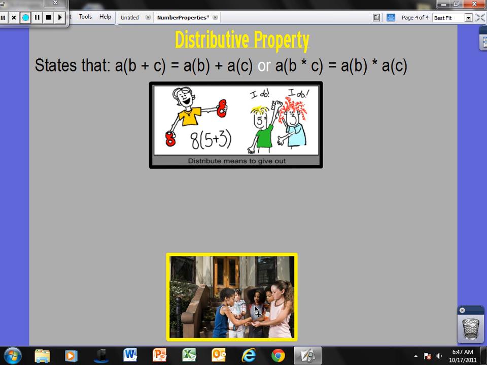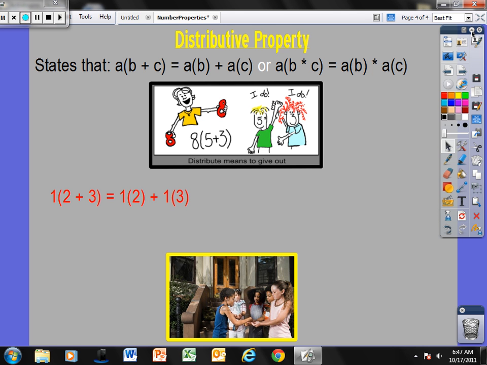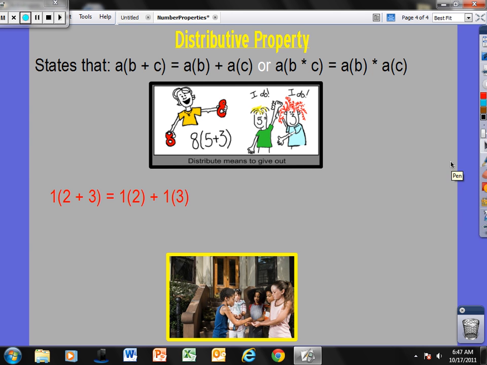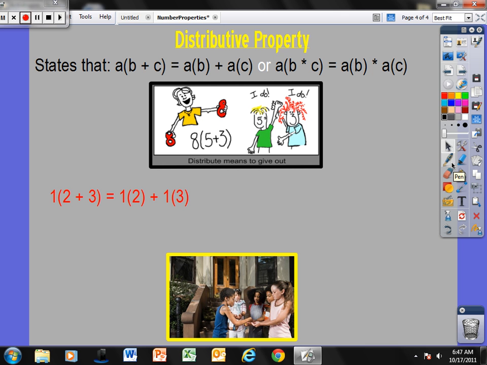Notice how he's sharing with every single person. He's sharing probably the same amount with every single person. That's what distributive property pretty much states. You're sharing something with every single person or every single digit. So I start with 1 times (2 plus 3). Now I break that down, and I know Ms. Banjoff likes to use this as the rainbow. I tend to think of it as the arrow. Either one you can use, it does not matter.